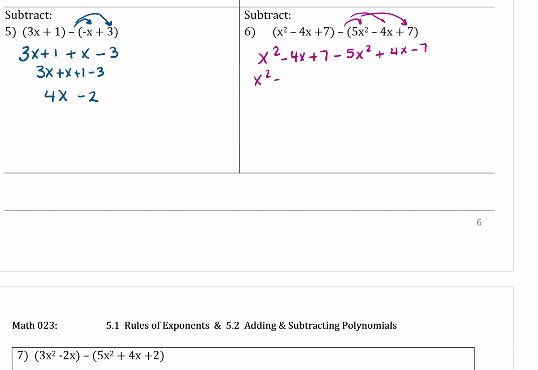If I put my like terms together, I combine x squared minus 5x squared, that's negative 4x squared. Negative 4x plus 4x makes a 0, and 7 minus 7 makes a 0. So there we go.